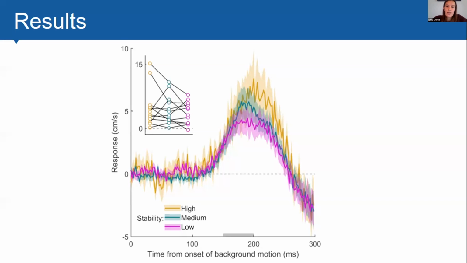What I want to draw your attention to here is even in that low stability condition, so in the purple curve where the background was constantly changing, we still clearly display a manual following response. So this shows that any abrupt background motion is sufficient to drive this response, and it doesn't depend on us inferring how stable the background might be prior to the onset of our action. Instead, we just assume the endpoint is stable such that any abrupt background motion leads to the manual following response.